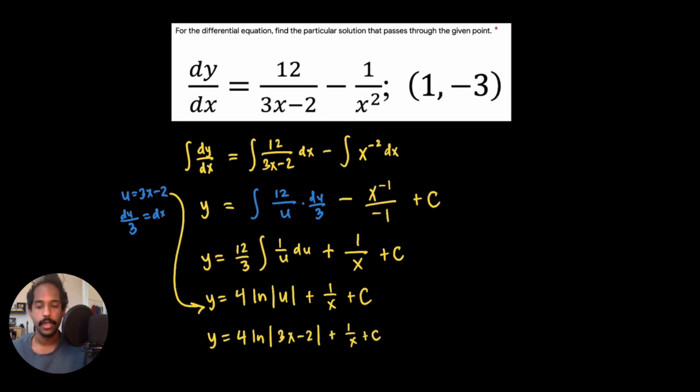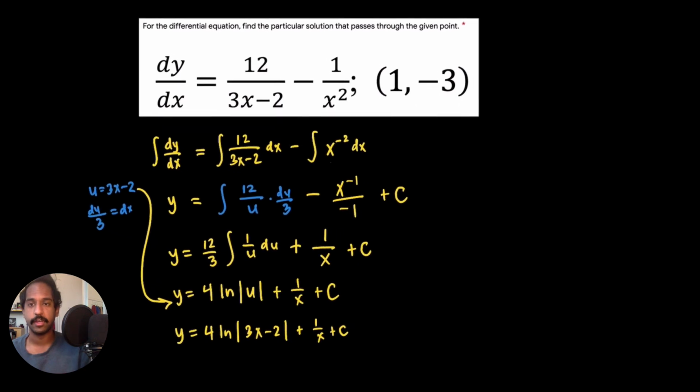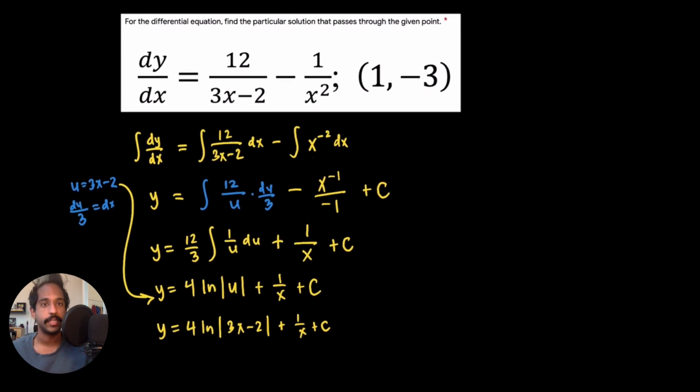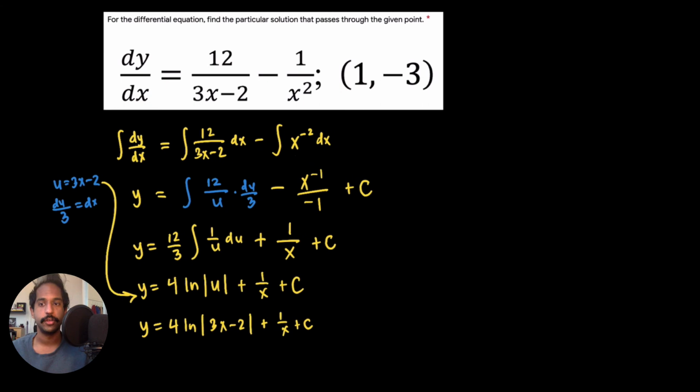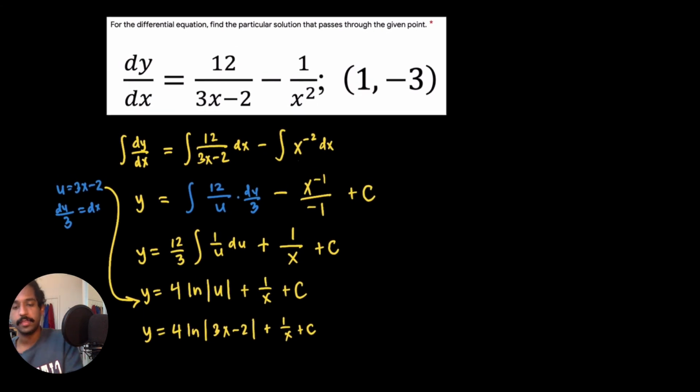Now we're not done, because we're not asked just to find our general solution. We're asked to find a particular solution. What do we need to do that? Well, we need to plug in this point. Actually, let me do this in red perhaps. We need to plug in this point into our equation to find c. So wherever I see y, I'm going to put negative 3 equals, and wherever I see x, I'm going to put 1.